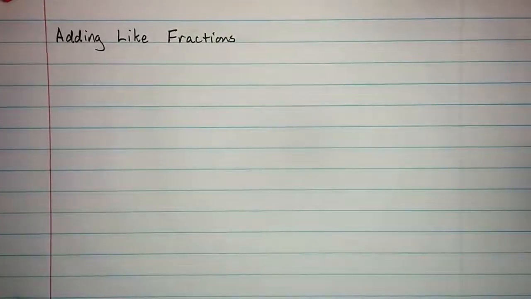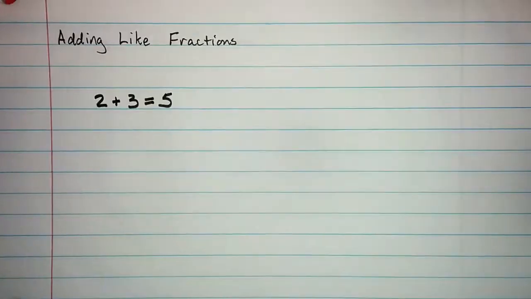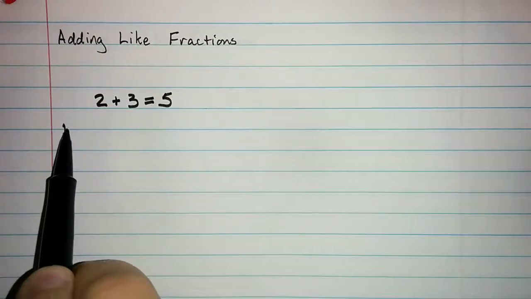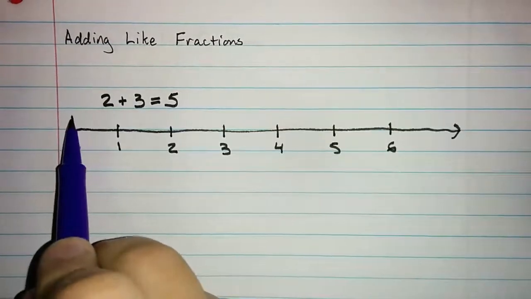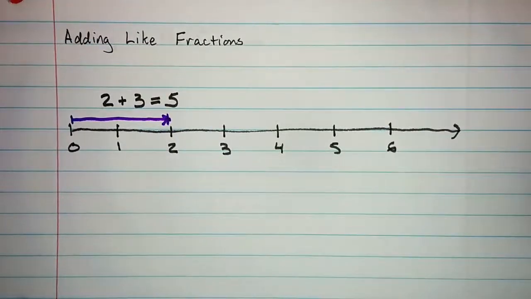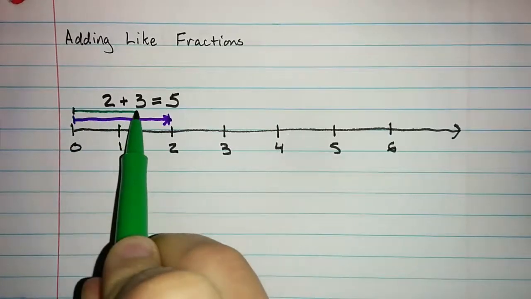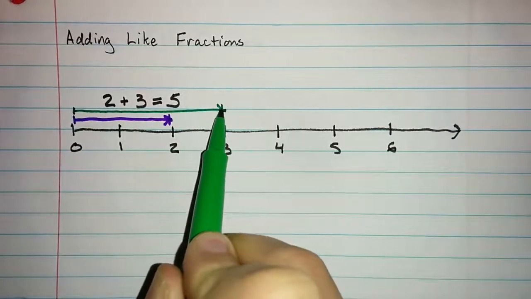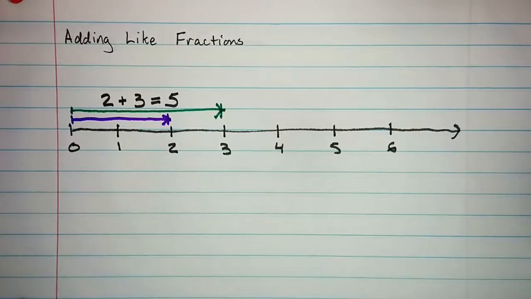Fractions are numbers, just like the whole numbers, and we understand adding them in exactly the same way. So recall for a moment that we understood the sum 2 plus 3 equals 5 on the number line in this way. The number 2 is represented by this line segment starting at 0 and extending out to 2. The number 3 is represented by this line segment starting at 0 and extending out to 3.